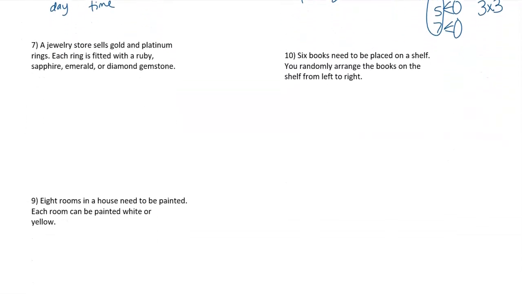Number 7 says, a jewelry store sells gold and platinum rings. Each ring is fitted with a ruby, a sapphire, an emerald, or a diamond gemstone. So here it looks like we have 2 choices. We need to choose what kind of metal we want. So the first choice is going to be the metal. And then we also need to choose the stone. So for metal, how many outcomes are possible? Well, we have gold and platinum, so there's 2 possible outcomes. For stones, we have ruby, sapphire, emerald, or diamond. That's 4 choices. So there are going to be 8 different ways we can select a ring.